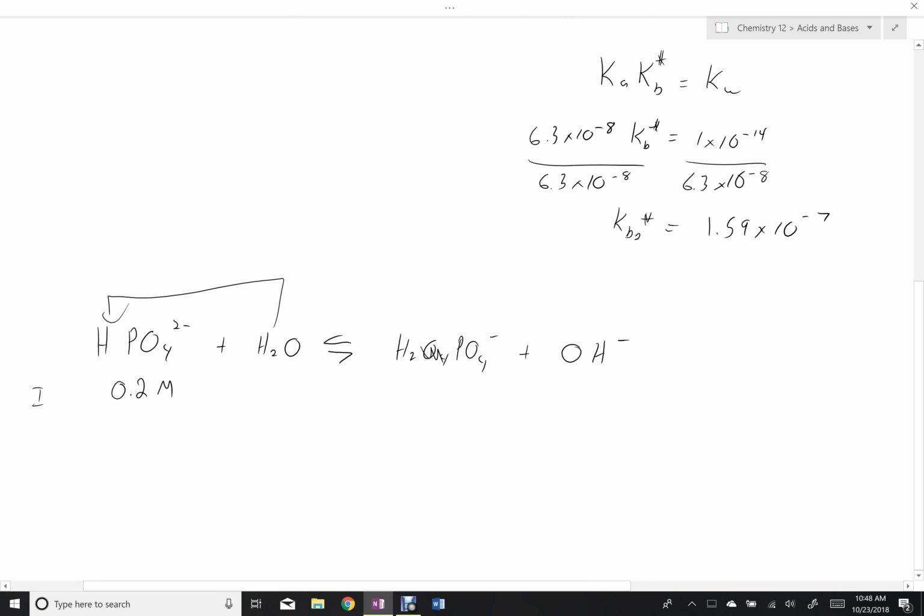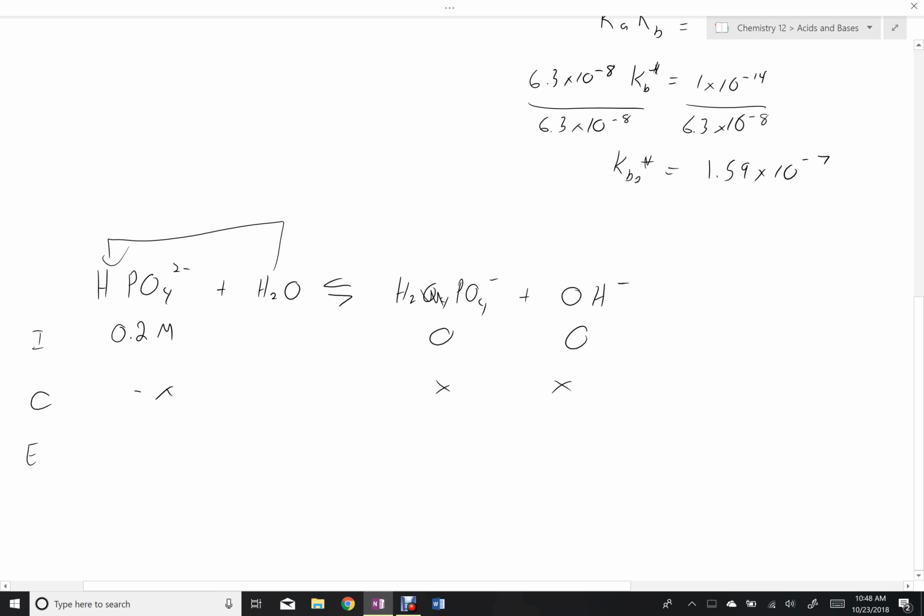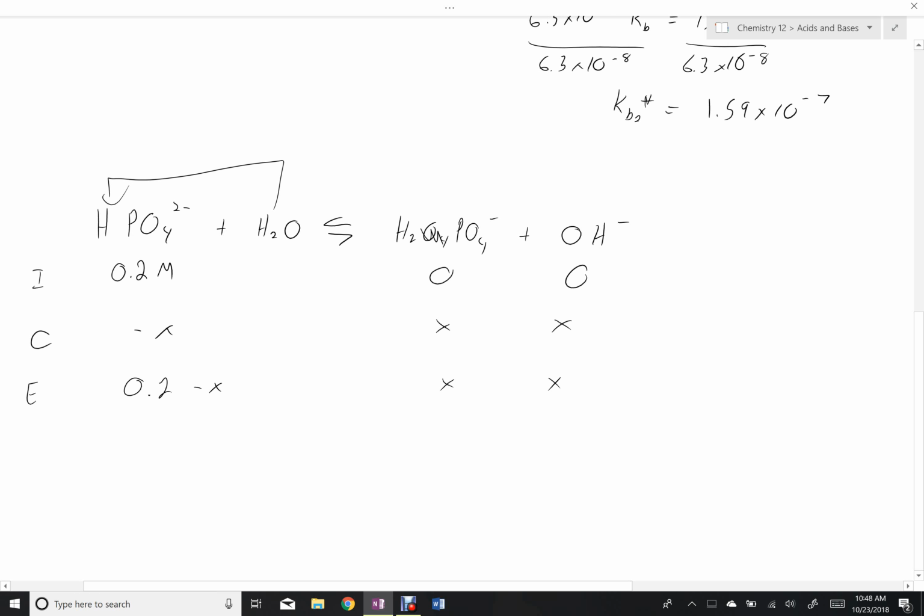So that's my initial. I'm going to ignore my initial populations of these. My change, this will go down by x, this will go up by x, this will go up by x. And so at equilibrium, my expressions are 0.2 minus x, x, and x. And this is pretty low, but just for what it's worth for the 100 rule, 0.2 divided by 1.59 times 10 to the negative 7 is about 1,000,000, which is greater than 100. So this change is small and can be ignored.